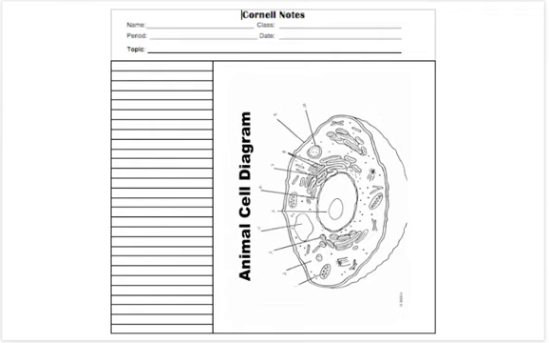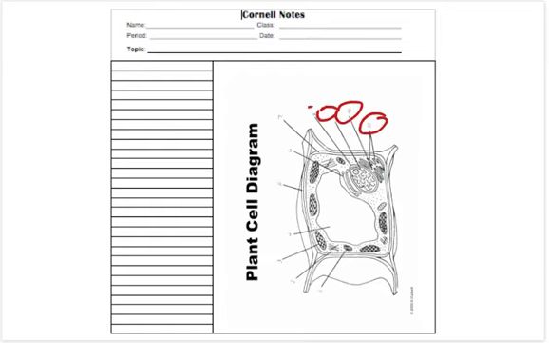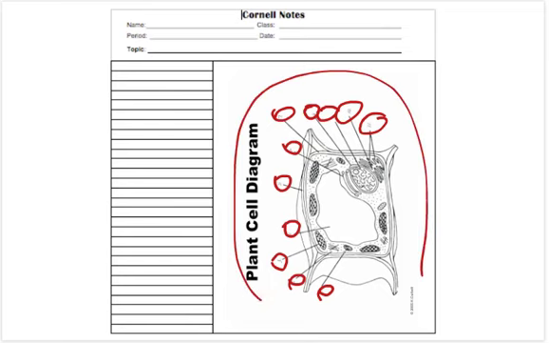You will be labeling all of these labels in here. Remember that with Cornell Notes, all of the notes take place in this section. This section on the left you don't do anything with until the end, and I'll tell you what to do with it at the end.